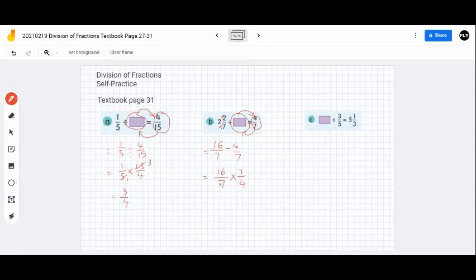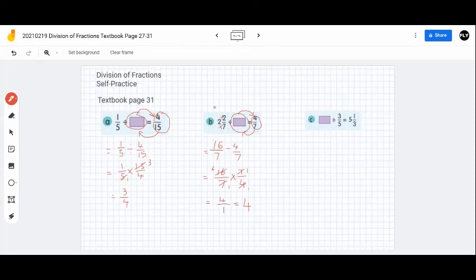Can it be simplified? Yes. 7 and 7. 4 and 16. 4 times 4 equals 16. 4 times 1, 4. 1 times 1 is 1. So your final answer would be 4. Finish.